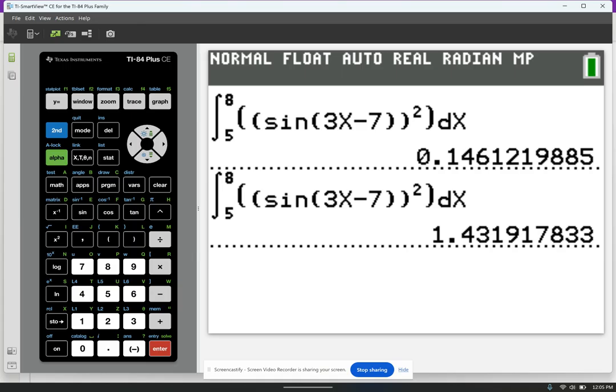1.43. Let's do 4 decimal places, and that way our answer will be accurate up to 3 decimal places. So we're going to go an extra decimal place when we're doing the work so that our final answer will be correct up to 3 decimal places, which is required by the exam.